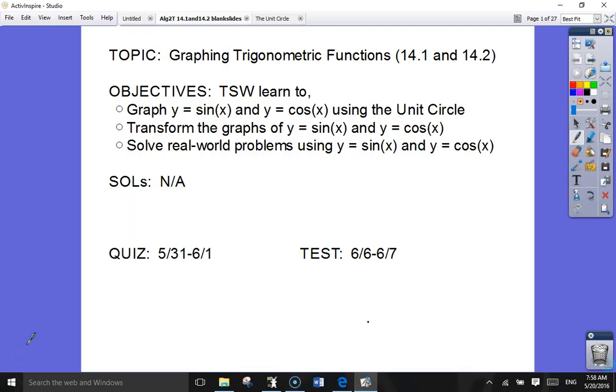I would expect, since we're starting with a B day after the SOLs, the first day will be B and then A and then B and then A. You're going to take your quiz on the 31st and you'll take a test on the 6th. Okay, that's the plan if we stick to it.